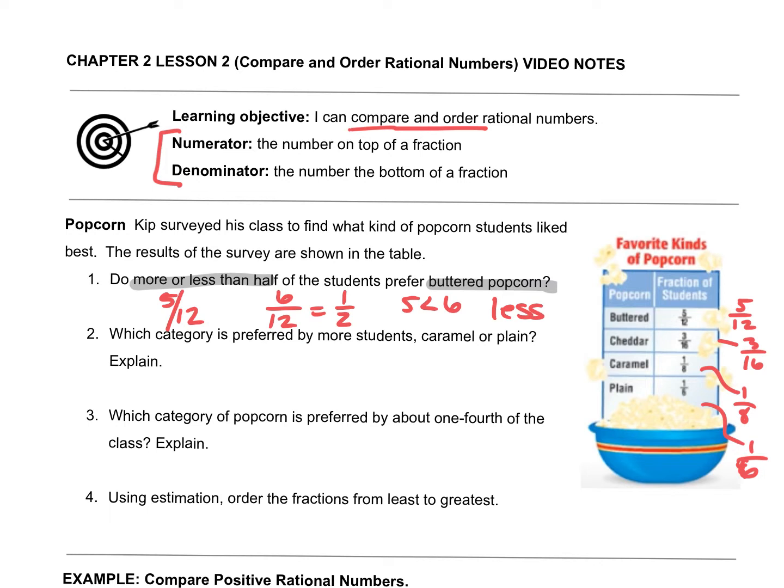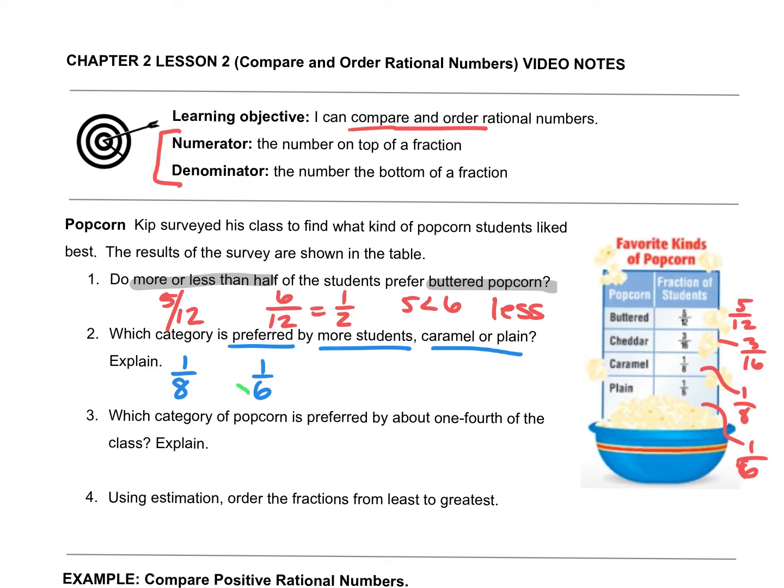Second one says, which category is preferred by more students out of these two, caramel or plain? So then looking at that, we have 1/8 compared to 1/6. So you think, well, the more pieces it's cut into, if you think about this as a number of people, your denominator, we think 8 is bigger, but it's 1 out of every 8 versus 1 out of every 6. So I could do some cross products to check. I could change them to decimals.